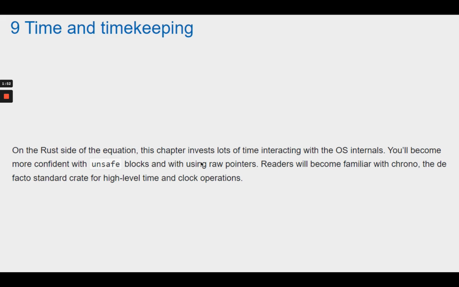On the Rust side of the equation, this chapter invests a lot of time interacting with the OS internals. You'll become more competent with unsafe blocks and with using raw pointers. Readers will become familiar with Chrono, the de facto standard crate for high-level time and clock operations.